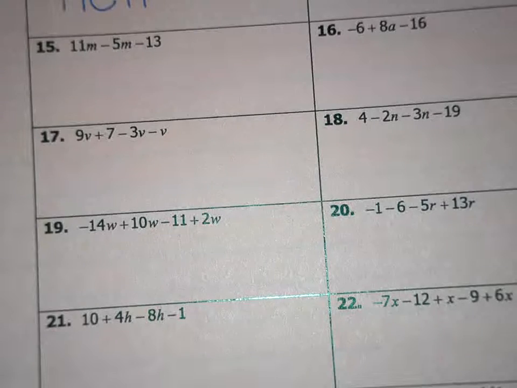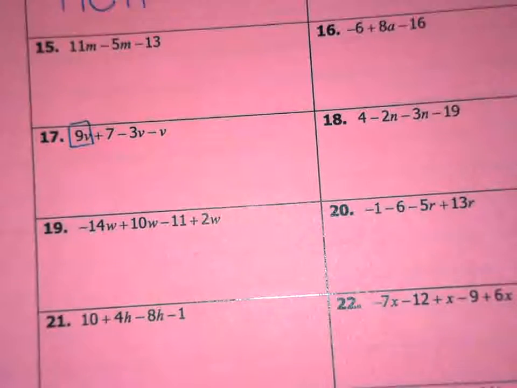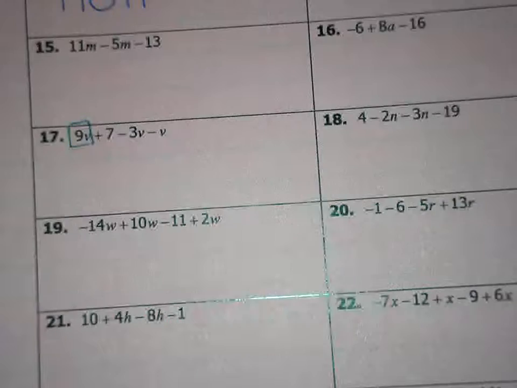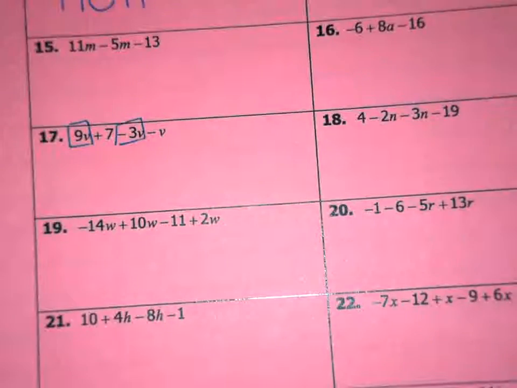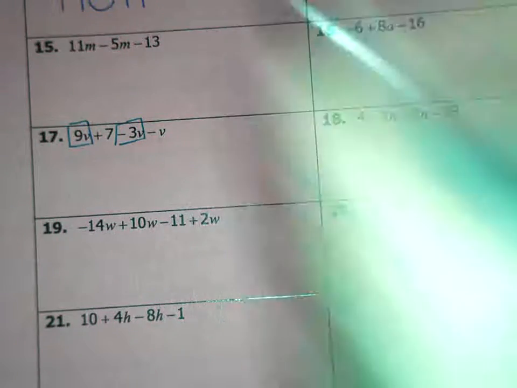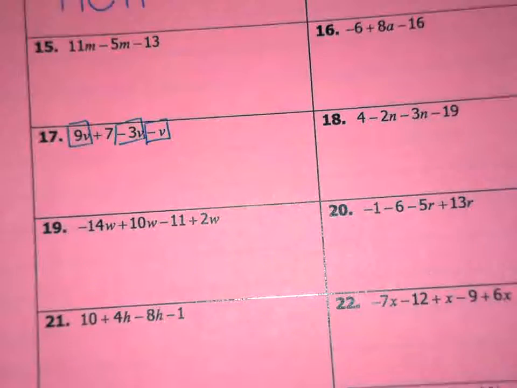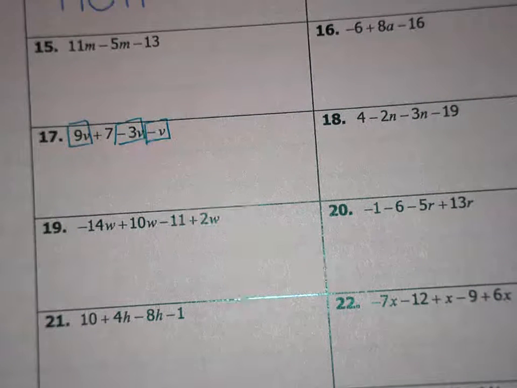Go to number 17. What's the first term that I should box in? 9v. What's the next term I should box in? Negative 3v. Anything else? Negative v. That negative v still goes with it. So it says 9v minus 3v. What's 9v minus 3v? 6v.